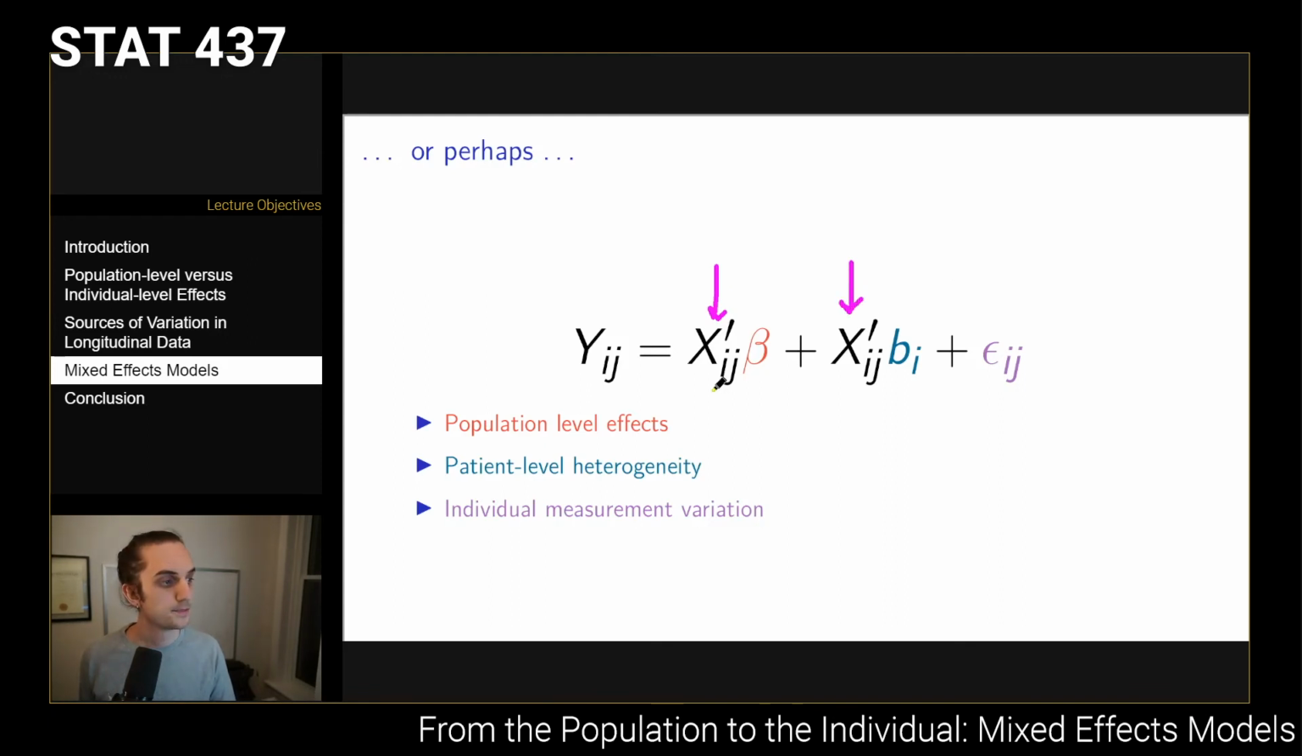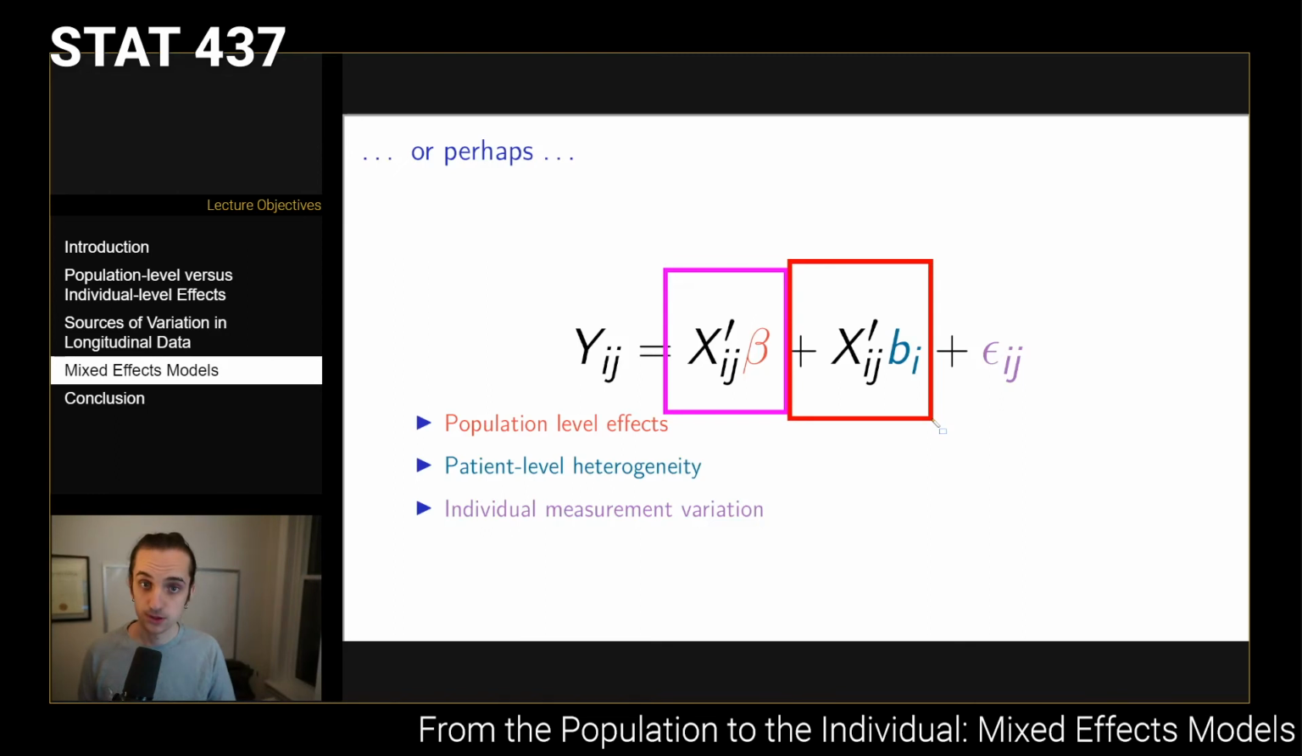So perhaps we just use a subset that are going to change at the individual level. But the basic idea is that we have an effect that explains population averages. We have an effect that explains individual response, so patient level heterogeneity. And then we have an error term, which isn't actually explanatory for us, but captures the idea that every time we take a measurement, we're going to see some level of variation on it, right?